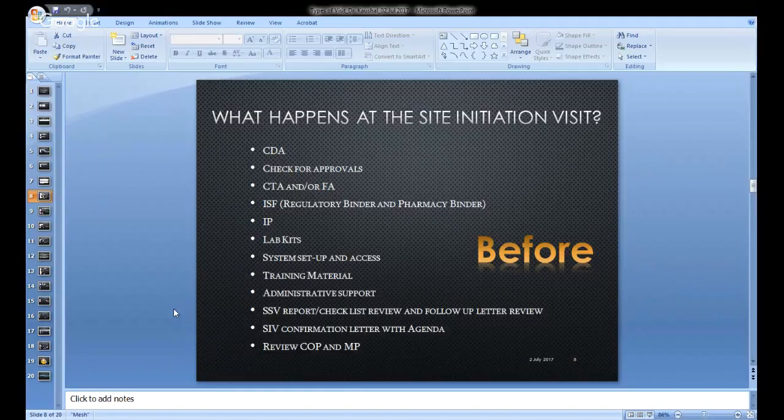So ensure to send the agenda with your confirmation letter well in time. Review the COP and MP. What do we mean by COP? Clinical Operations Plan, and MP, Monitoring Plan.